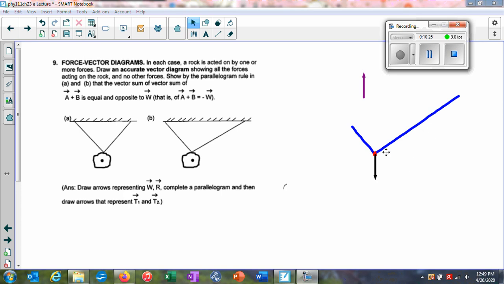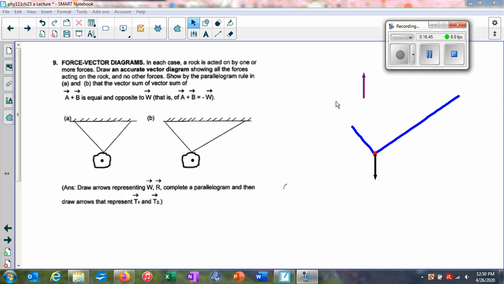All right, looking at this one, you can look at the notes that are posted with this. Just look for number 9, force vector diagrams. I want you to go through and draw these force vector diagrams on your own paper. I did want to talk about one thing for just a second, though, the parallelogram rule.